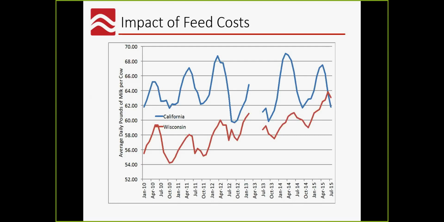So I think there would be some frightening balance sheets on the California farms right now. I don't know, but I would think that those feed costs, and this is where you're seeing the effect of the feed cost in the drought, is really showing up in milk per cow per day.